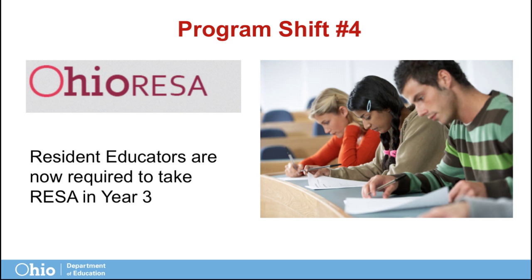The fourth program shift, due to changes approved in House Bill 64, requires resident educators to take the performance assessment, RESA, during their 3rd year in the program. Previously, resident educators could elect to take it for the first time in year 3 or year 4 of the program. Now, though, resident educators must attempt a performance summative assessment, RESA, in year 3 of the program. Resident educators can retake any portions not passed in year 4. Resident educators cannot advance to the 5-year professional license without having passed all RESA tasks.